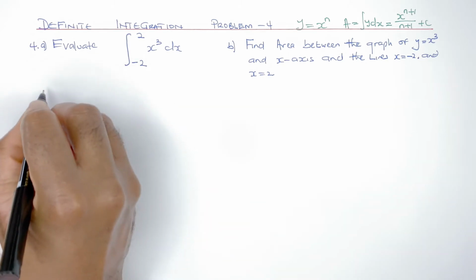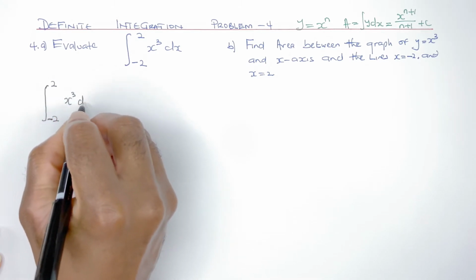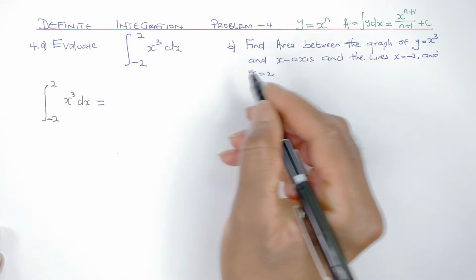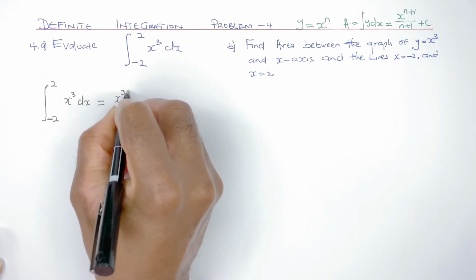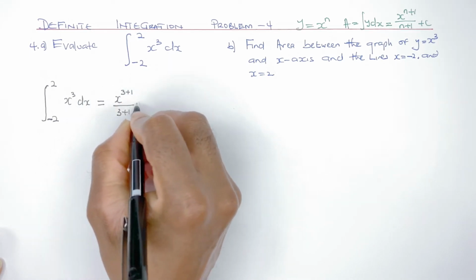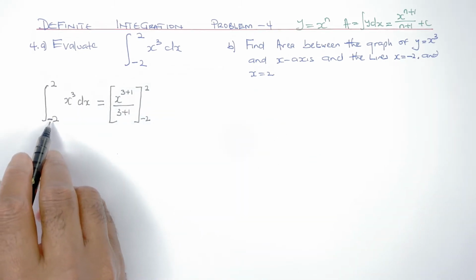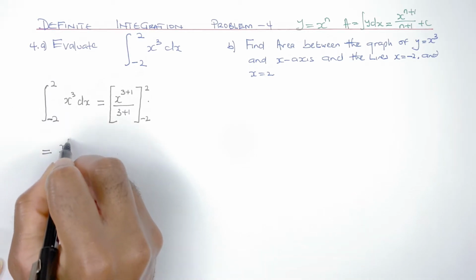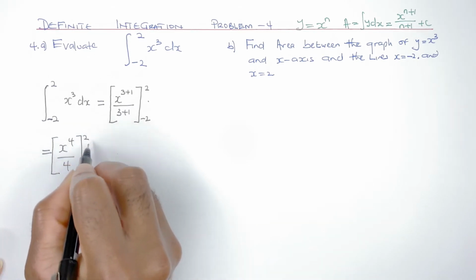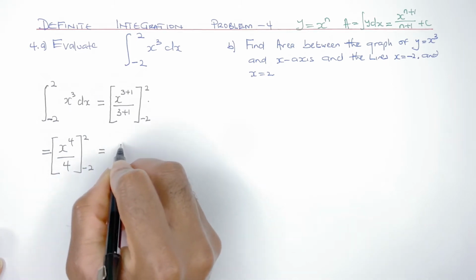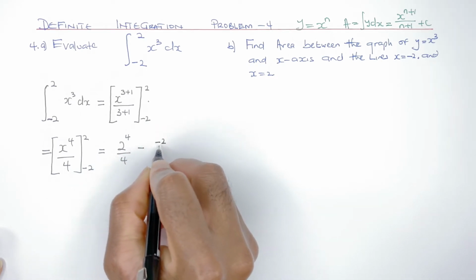So when you're evaluating that, it's just the integral of 2 minus 2 x cubed dx, which will be equal to, well, we're still applying that integration process. So that would be x to the power 3 plus 1 over 3 plus 1, using the square bracket from minus 2 to 2. That's the lower limit boundary and that's the upper limit boundary. X to the power 4 over 4, from minus 2 to 2.